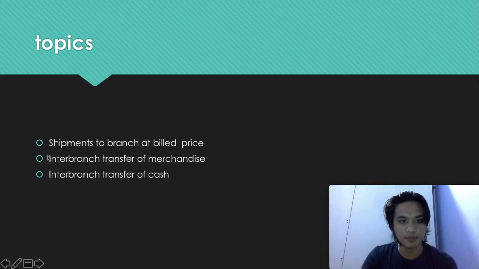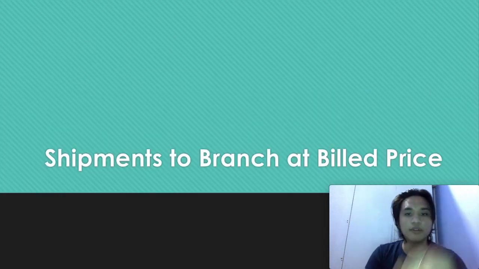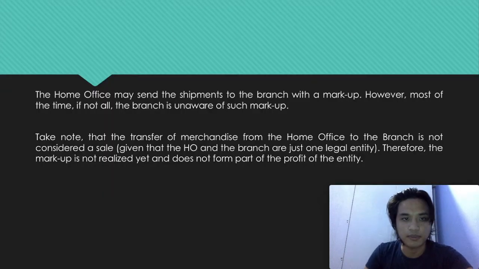Again, for this particular discussion, we'll only tackle shipments to branch at bill price. Later, we'll have inter-branch transfer of merchandise and inter-branch transfer of cash. So, shipments to branch at bill price.